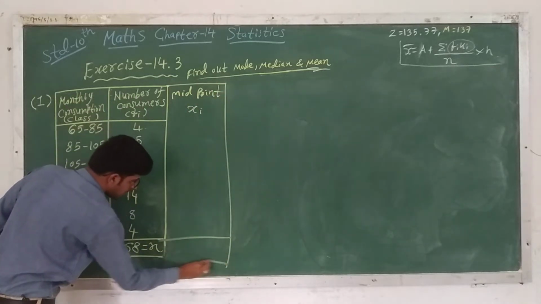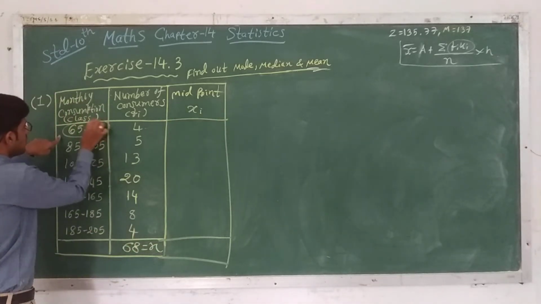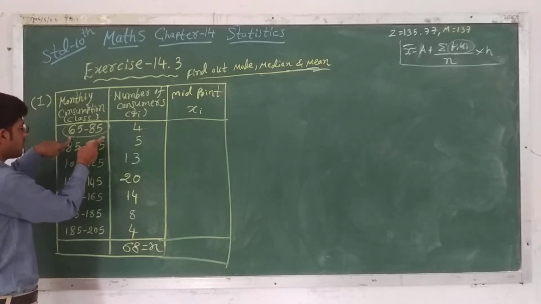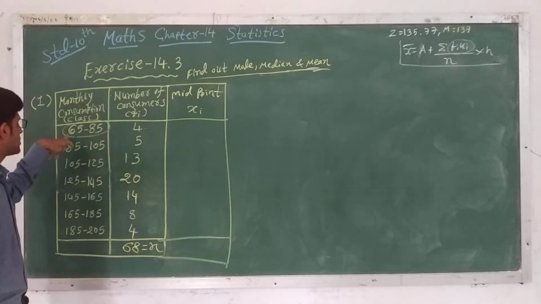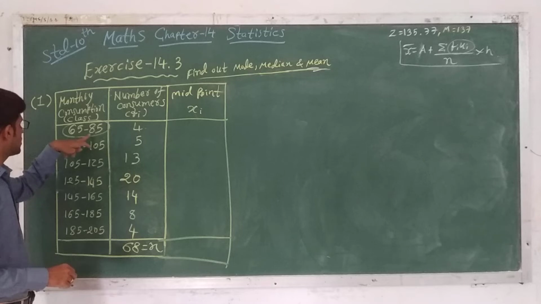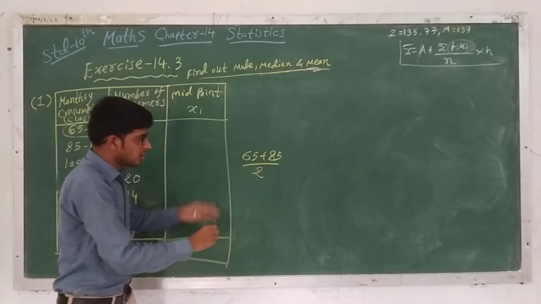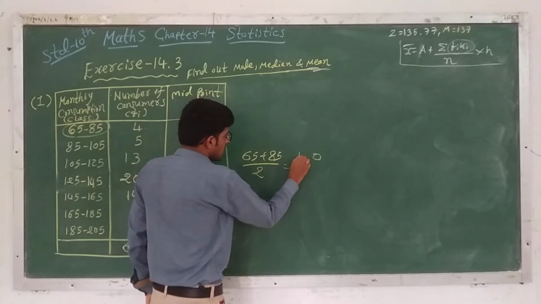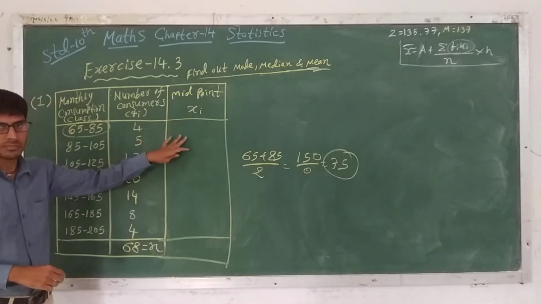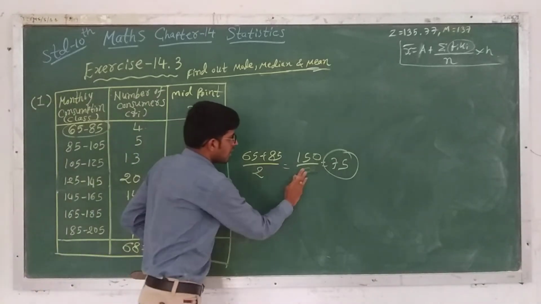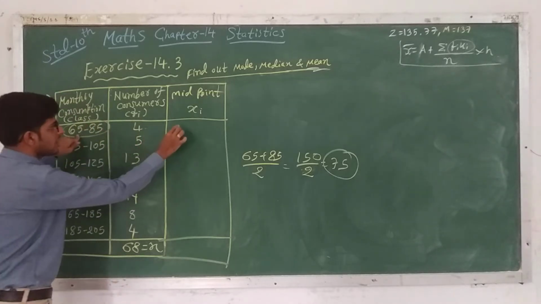So how to find the midpoint of a given class? Again I will repeat. We have to add the lower limit plus the upper limit divided by 2. So here 65 to 85. So 65 plus 85 divided by 2. It gives 150 by 2, so the answer is 75. So xi of the first class is 75.